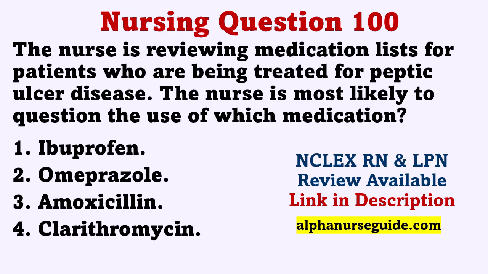The correct answer is 1. Ibuprofen. Rationale. Ibuprofen is a non-steroidal anti-inflammatory drug, and NSAIDs are thought to be one of the aggravating factors of peptic ulcer disease. Omeprazole, amoxicillin, and clarithromycin are used as a triple combination therapy for the treatment of peptic ulcer disease.